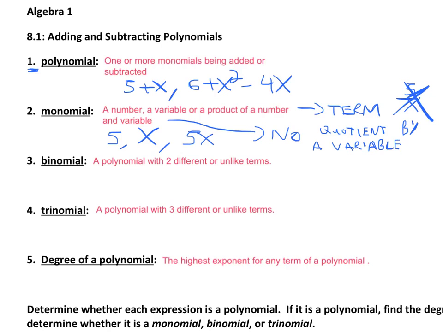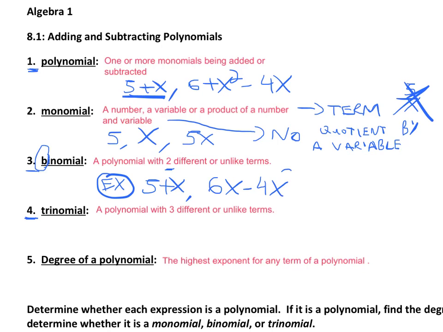Okay, then if I skip down to 3 and 4, binomial and trinomials, these are the certain classifications of polynomials. Well, bi, kind of like you ride a bicycle that has 2 wheels, bi means 2. This is just a polynomial with 2 different or unlike terms. So it means you can't combine them. So if I had, actually this example, 5 plus x, that's a binomial. 5 and x are not like terms. I could have 6x minus 4x squared. This x and this x squared, because they have different exponents, they're not like terms. So if you can't combine it, and it's 2 terms, it's a binomial.